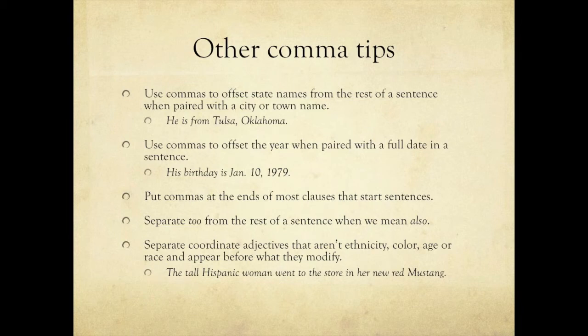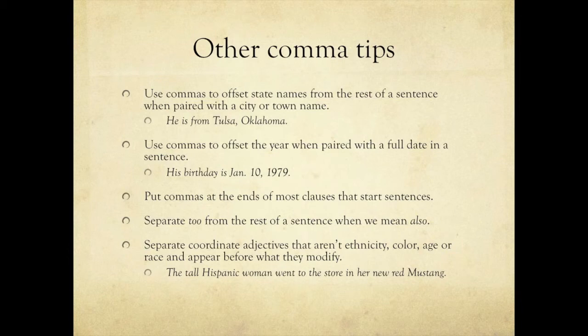We also separate "too" from the rest of the sentence when we mean "also." So if you had a sentence like, "I went to the park too," in other words, where we mean also, then we would put a comma before "too." So it would be, "I went to the park, comma, too."